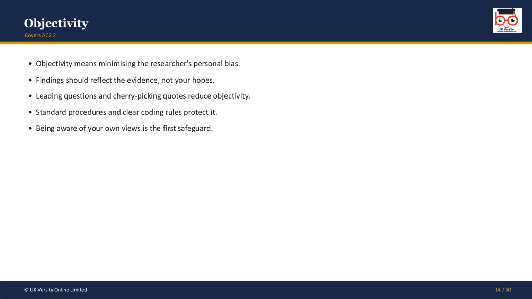Objectivity means keeping the researcher's personal bias out of the way. Your findings should reflect the evidence, not your hopes for how things turn out. Leading questions and cherry-picking the quotes you like both chip away at objectivity, while standard procedures and clear rules for coding your data help protect it. And honestly, the first safeguard is just being aware of your own views in the first place.